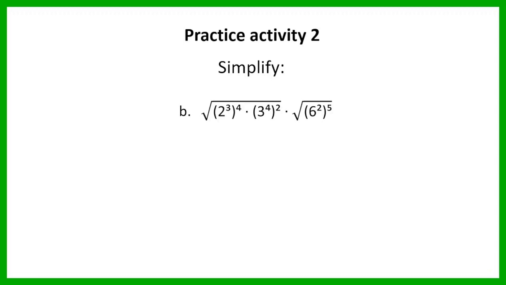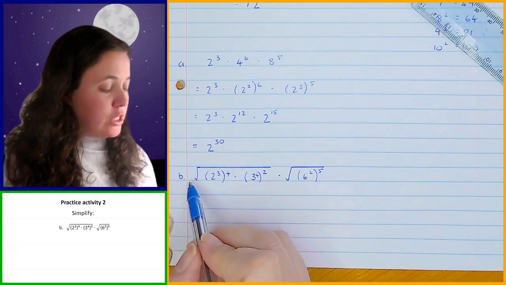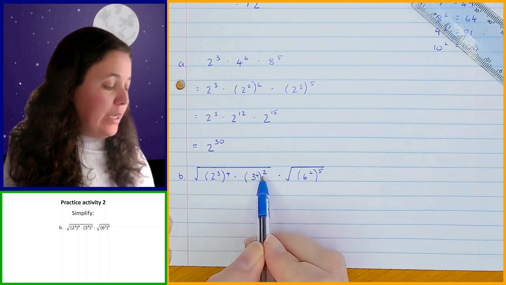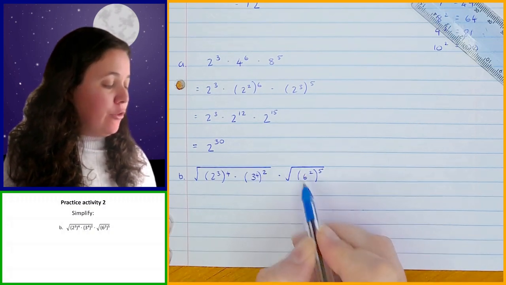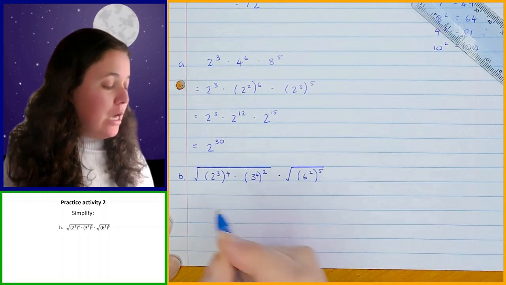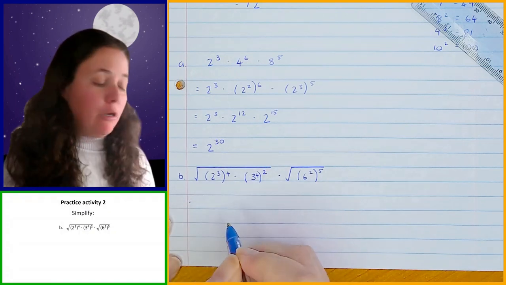Okay, so let's go through that example. In question B, we have the square root of 2 cubed to the power of 4 times 3 to the power of 4 squared times the square root of 6 squared to the power of 5. First of all, I'm going to get rid of my brackets inside there by raising powers to powers.